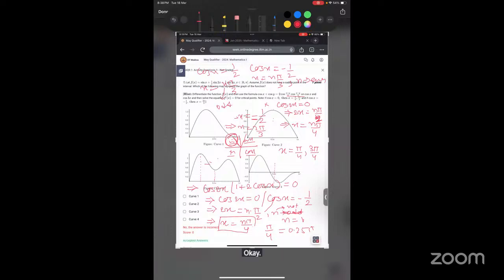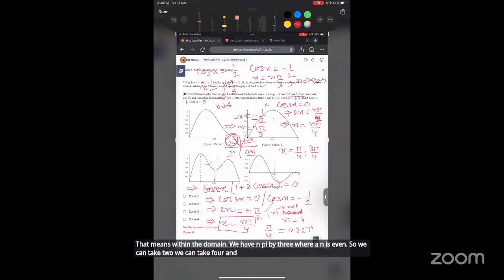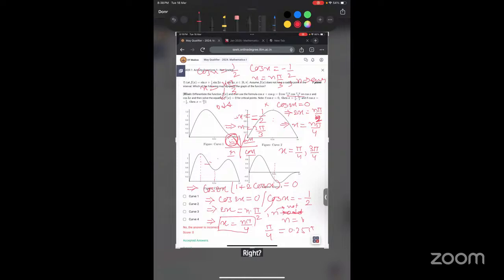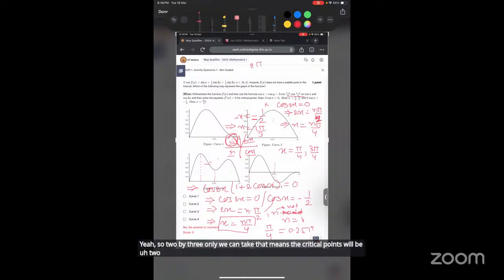So what are the possible values we can take within the range? That means within the domain. We have n pi by 3, where n is even. So we can take 2, we can take 4 and so on, right? But if I take 4, then 4 pi by 3 will exceed pi, right? So 2 pi by 3 only we can take. That means the critical points will include 2 pi by 3.